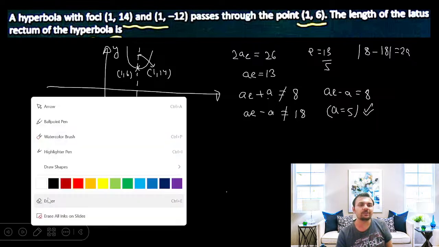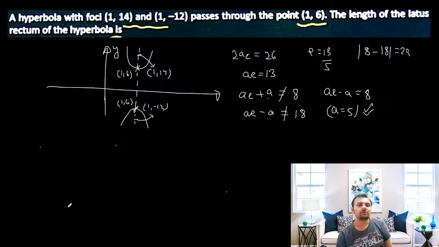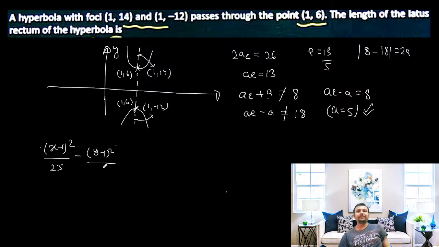We have to follow this one. Our equation is (x minus 1) whole square upon 25 minus (y minus 1) whole square upon 25.